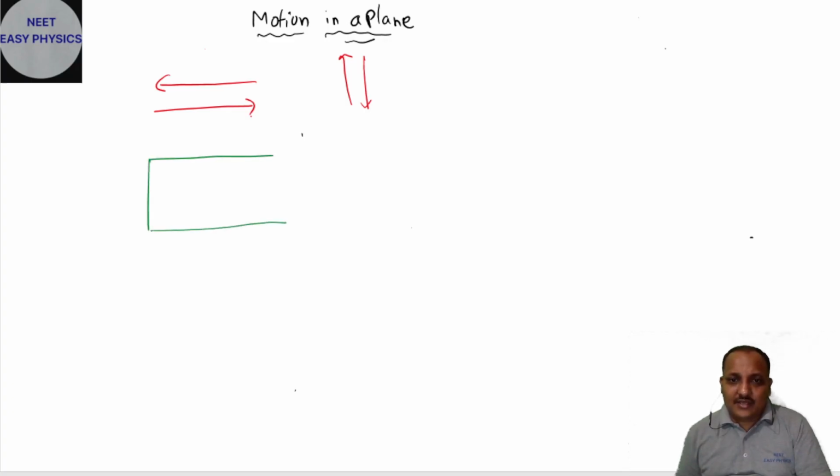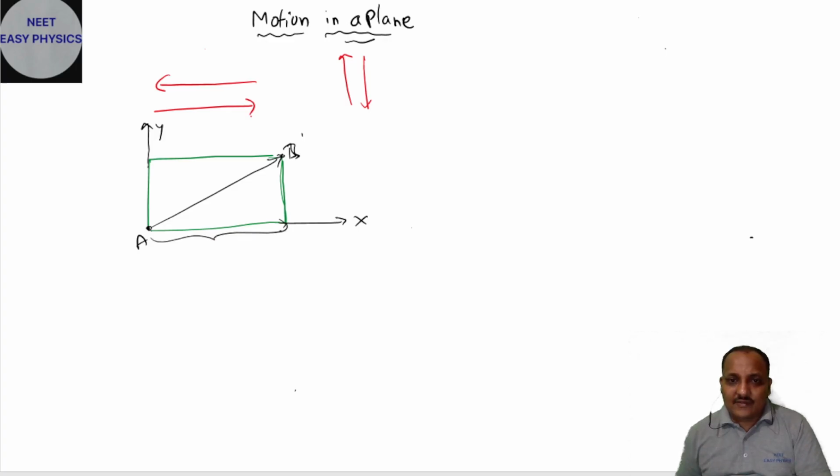A plane, like your mobile screen, has both an x-axis and a y-axis. Otherwise, a laptop screen is also two-dimensional. Now, an object is moving from A to B like this. Whenever it moves from A to B, it covers some amount of distance along the x-axis and some amount of distance along the y-axis.